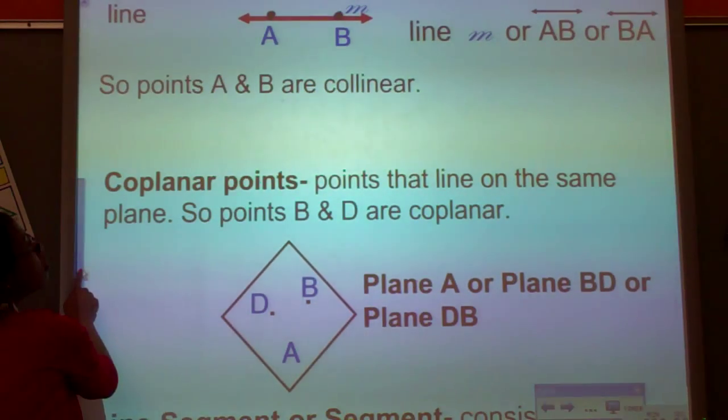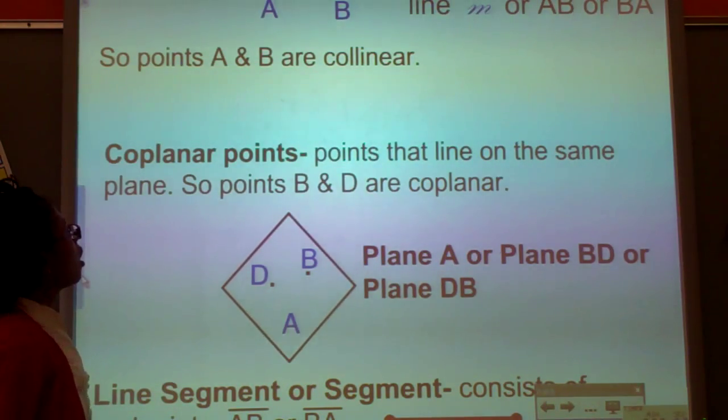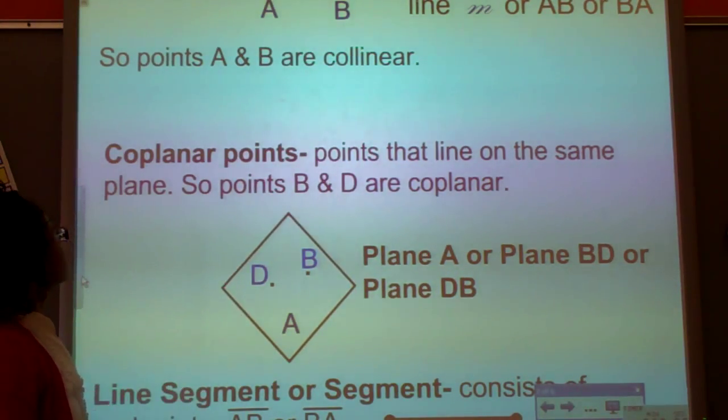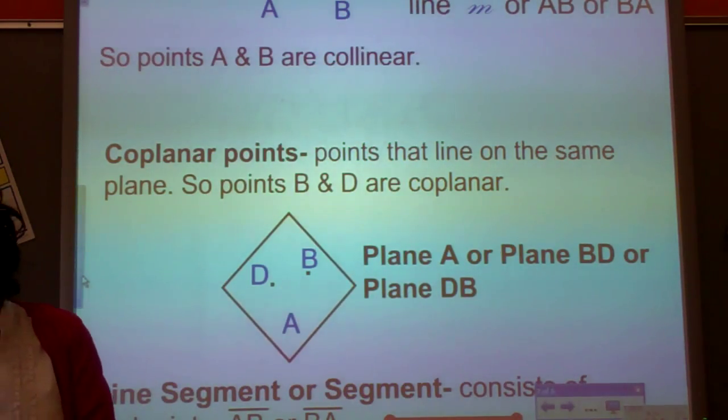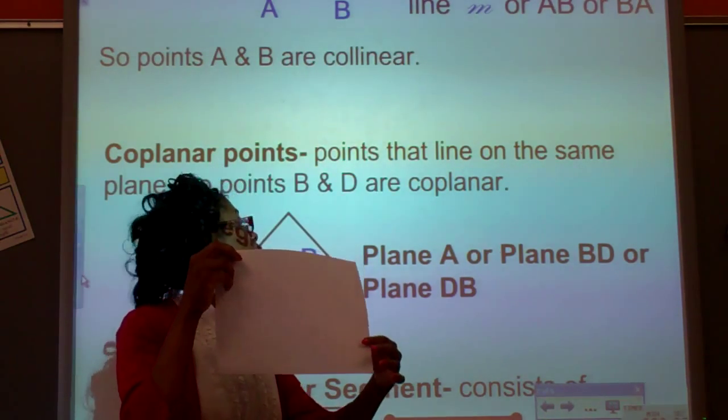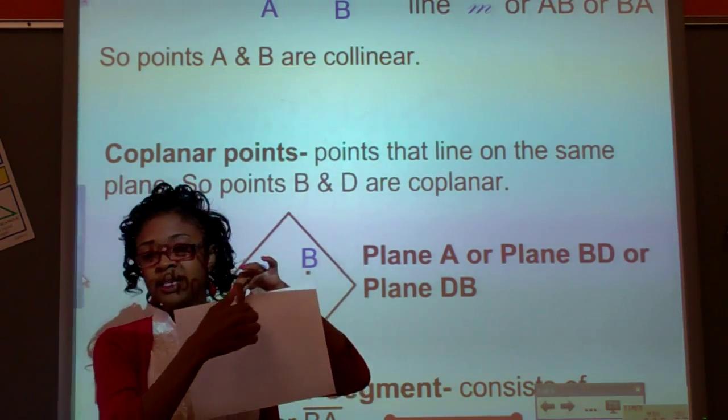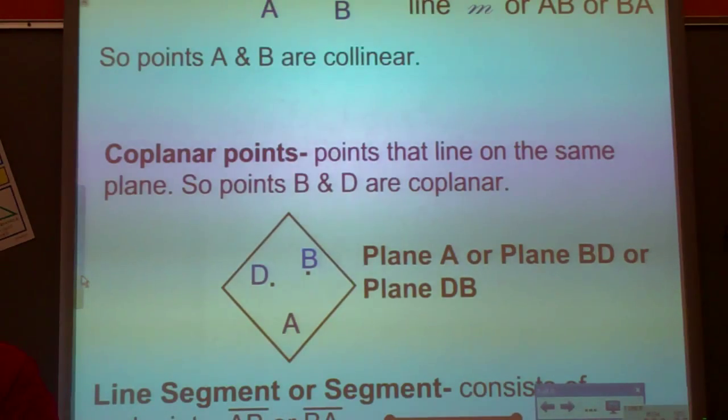Coplanar. Coplanar points are points that lie on the same plane. Now we're talking about that sheet of paper again. You've got points B and D. You've got two points.